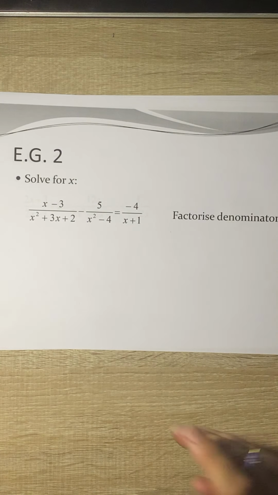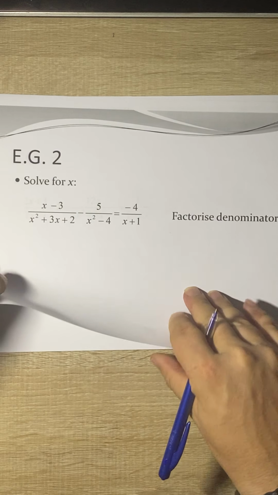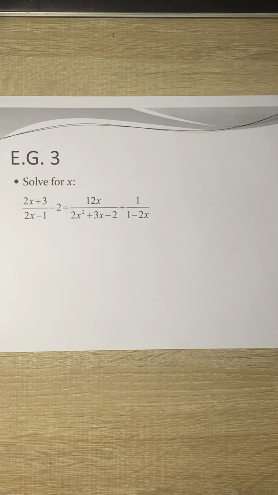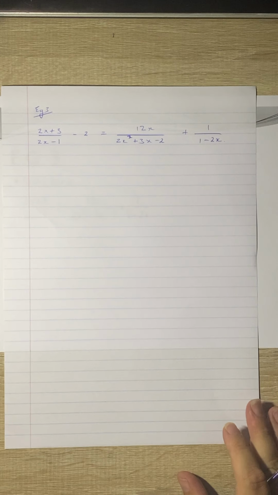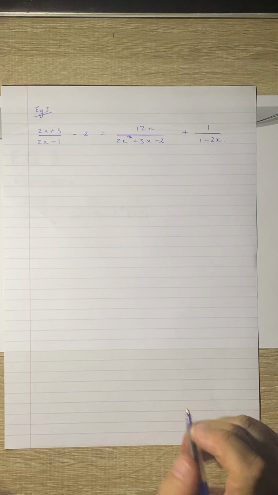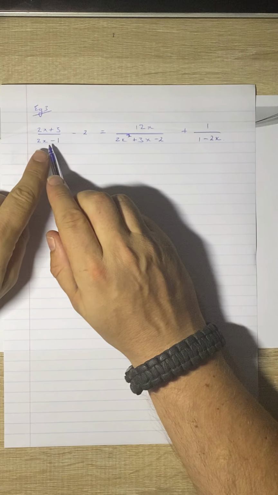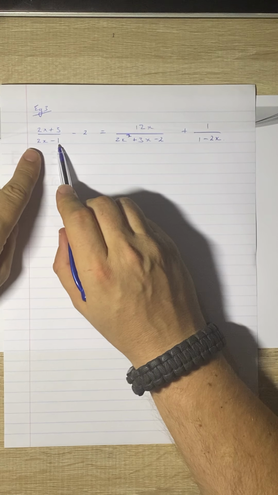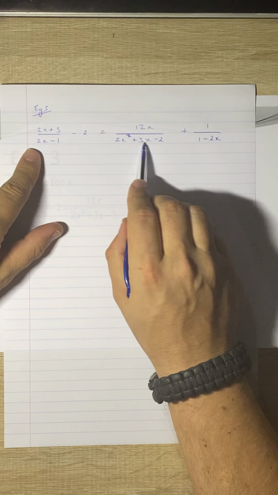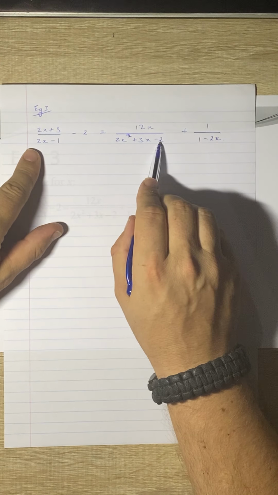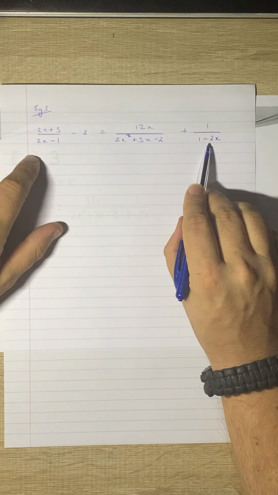All right, grade 11s. Last example, example 3. Okay, so this one is a little bit different, but not too bad. So first of all, we've just got to check the denominators. I do not need to factorize this. This I do need to factorize, okay? And this one here is a problem.